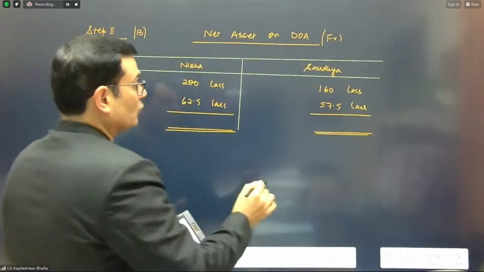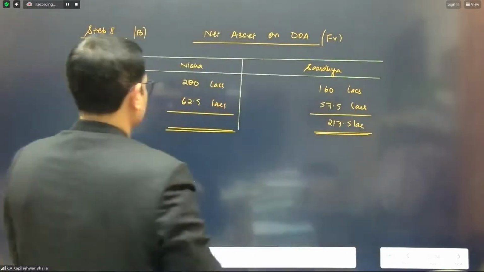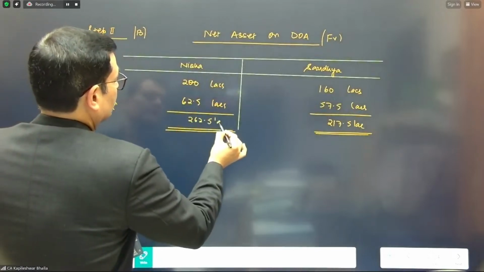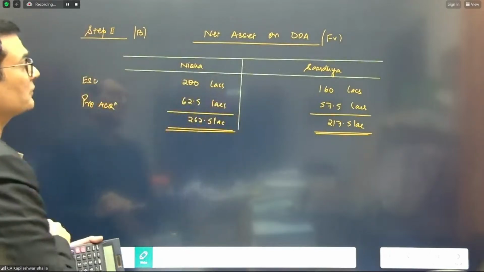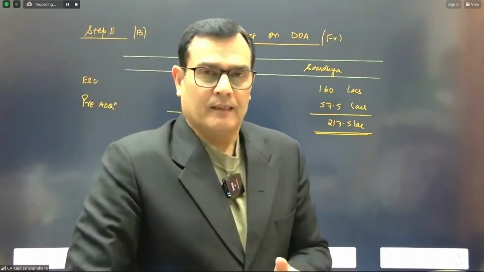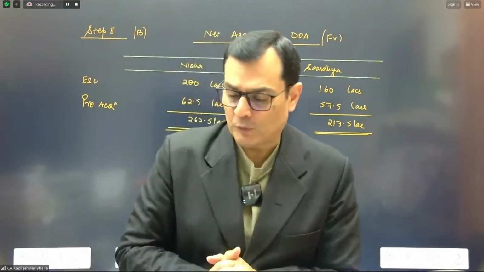So this works out at 217.5 and this works out at 262.5. This is the net assets on date of acquisition. My step number 2B is also done. Now comes step number 3 and step number 4.